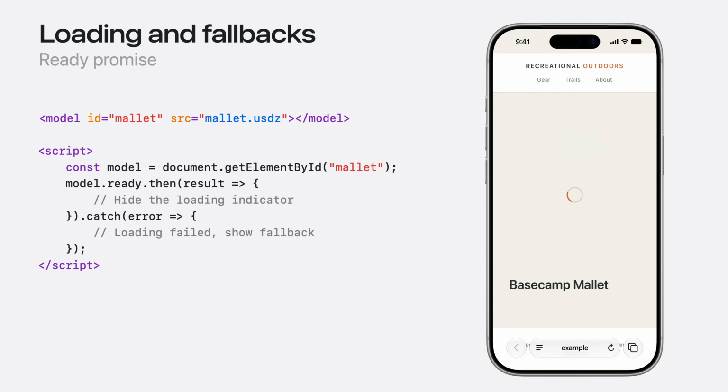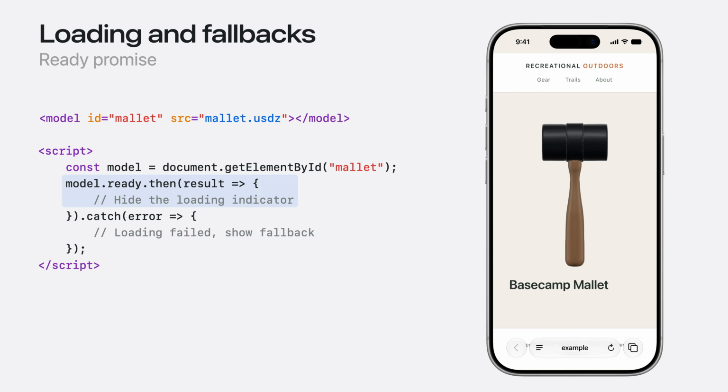3D models can be tens of megabytes or more in size, so it can take a while to load. The Ready promise lets you know when the model is actually loaded and ready to display. While the model is loading, it's a good idea to provide a visual cue, like a spinner. Hide it when the Ready promise resolves.